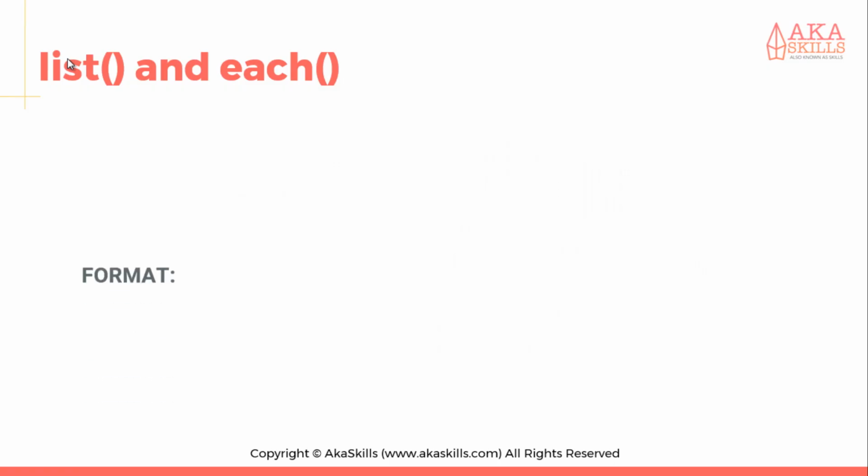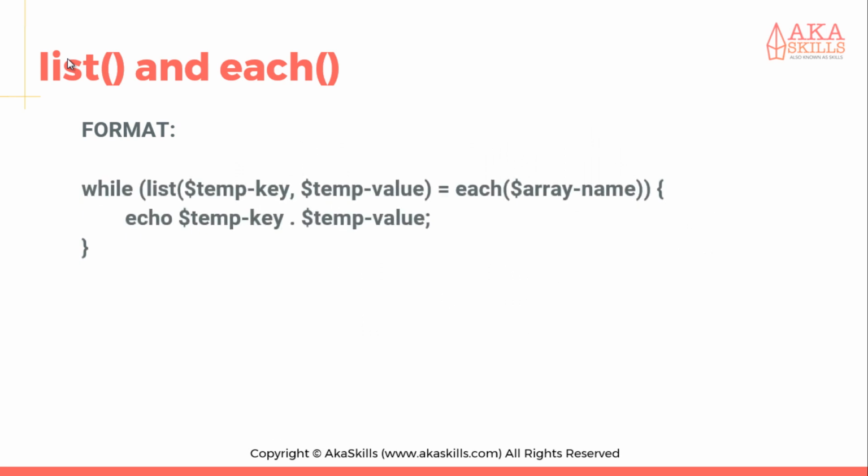Now I want to see what it looks like. So this is how it works. You use them with the while loop when you want to loop through the array. So you say while. Now after the while, the parentheses that follow, you are going to then say list. Inside the list parentheses, you specify two temporary variables that will hold the key and the value for the array. Even if it is an indexed array, you will still provide these two temporary variables within the list function.